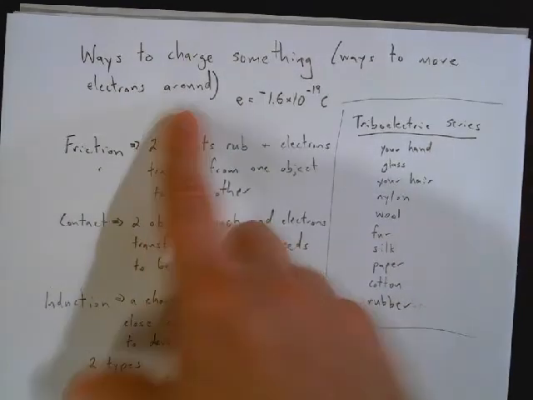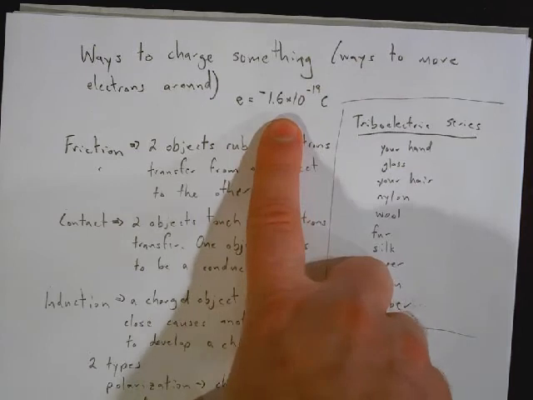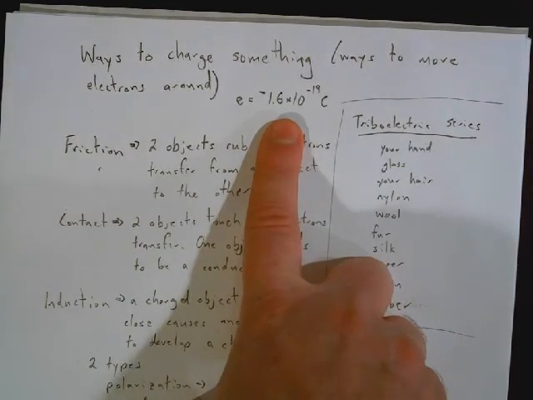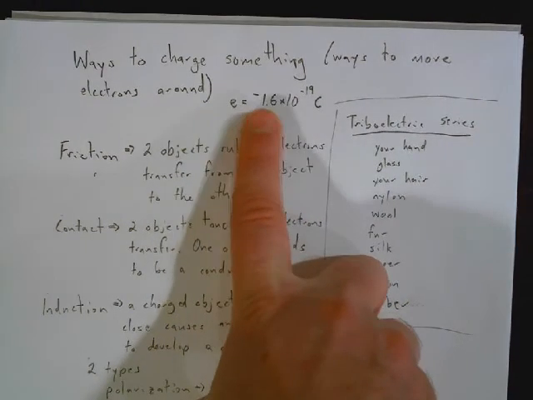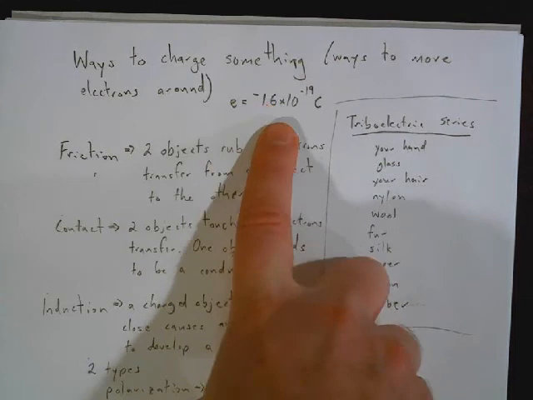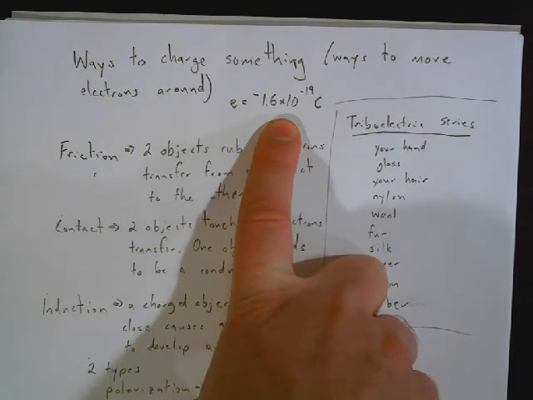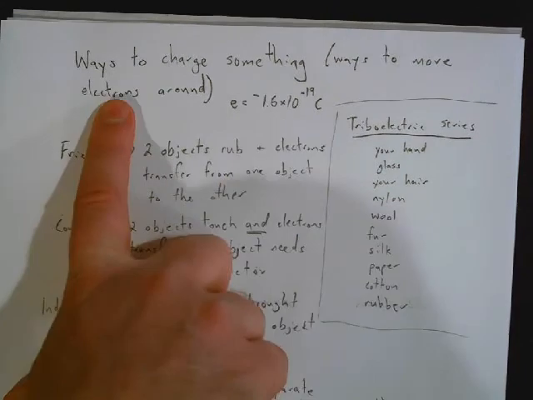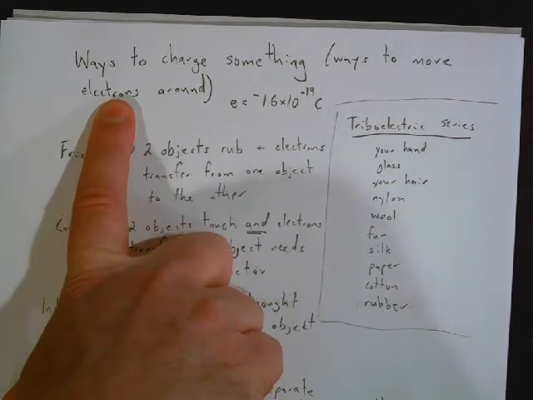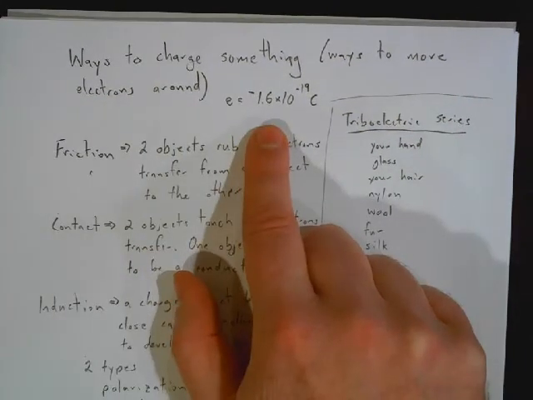Keep in mind, the elementary charge is 1.6 times 10 to the minus 19th coulombs. An electron has a charge of negative 1.6 times 10 to the minus 19th coulombs, which means your charge, because you're moving electrons around and you can only move whole electrons around, always has to be a multiple of this.